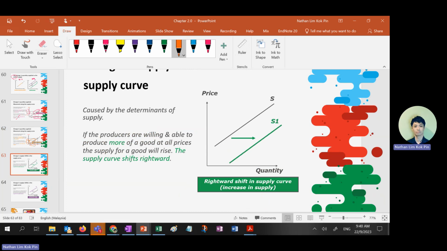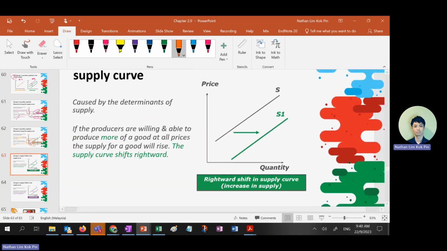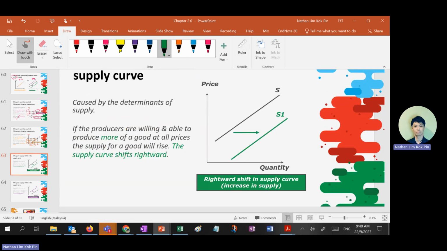For the shift, when the supply shifts out, it is increased. So it's a shift right or shift outward. It's an increase in supply, which means producers are now more willing and more able to produce the good at all prices, because all the points will shift together.